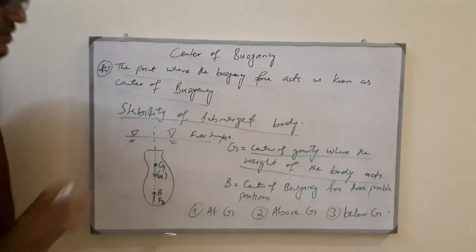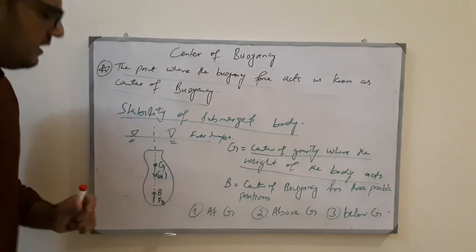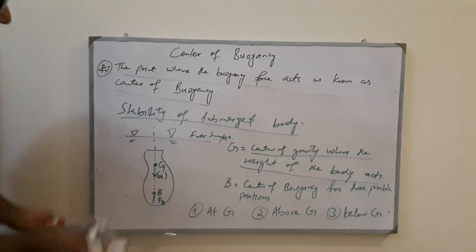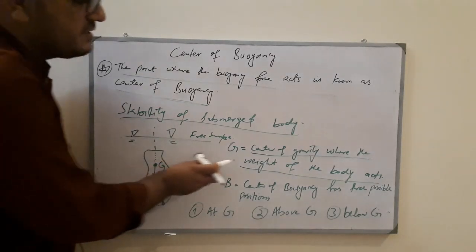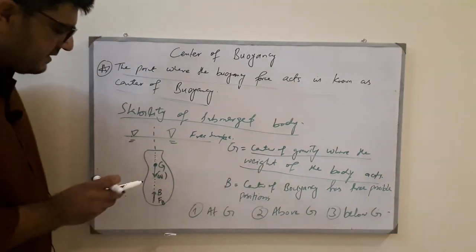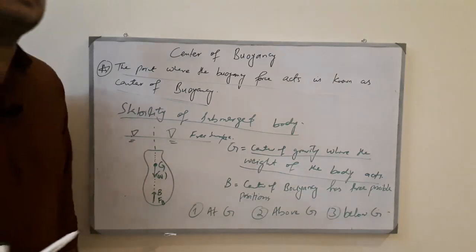So we have immersed a body in the free surface. The body is submerged in water. Now you see that there is a point G where the weight of the body acts. It's the center of gravity where the weight of the body acts, and then there is a point B where the buoyancy force is acting.